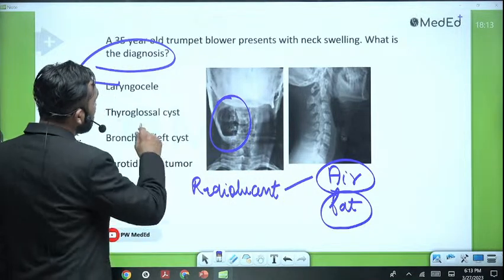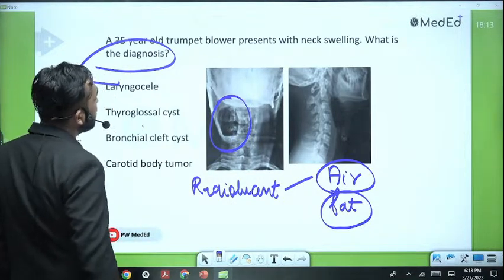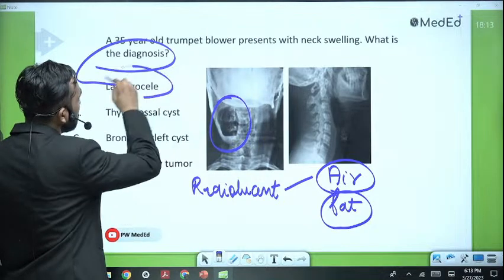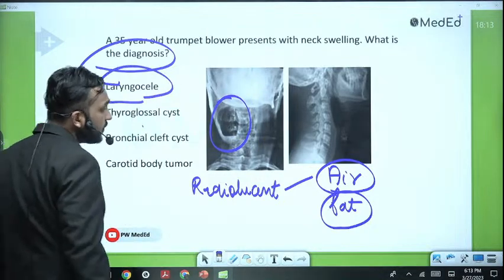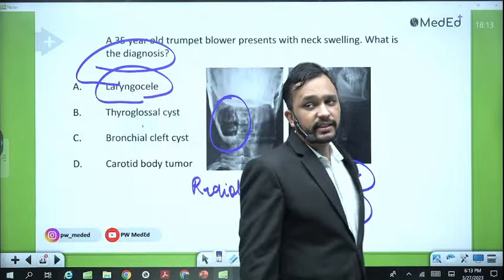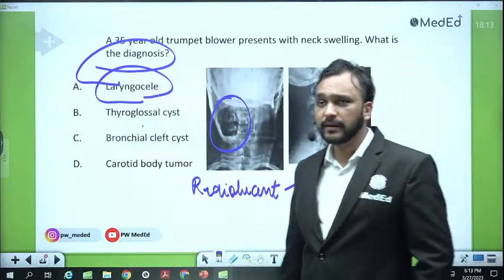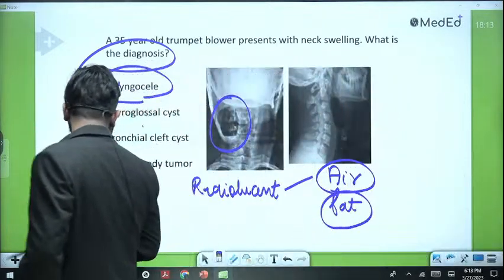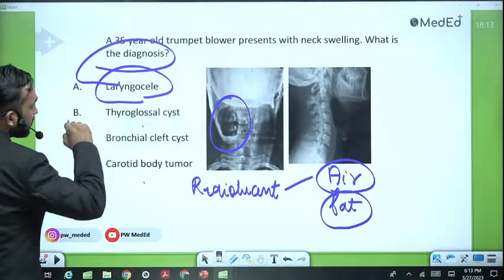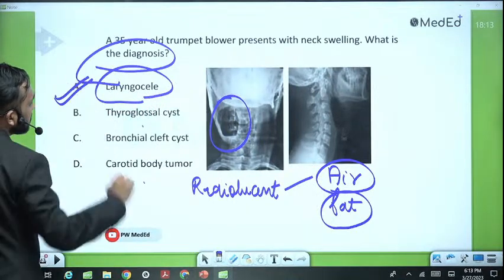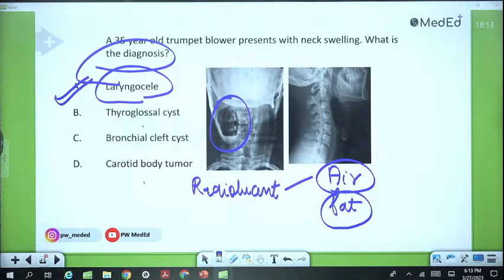Right? So out of these lesions, we have to know which of these lesions can be filled with air. The lesion which can be filled with air is your laryngocele, right? So your answer is laryngocele.